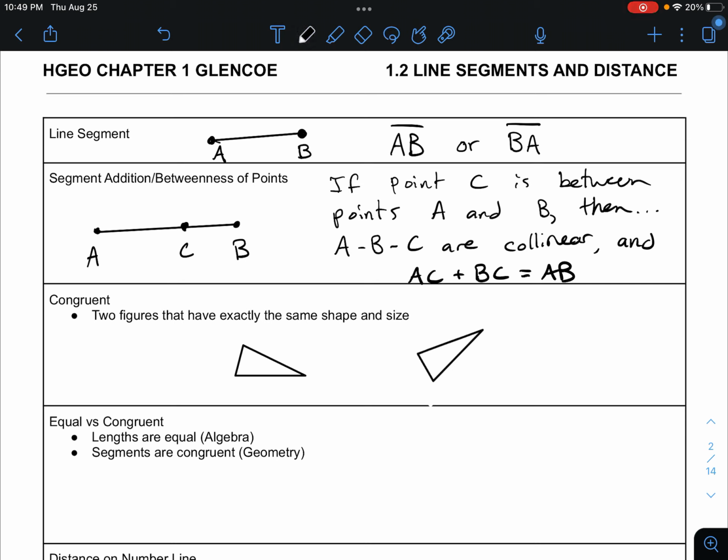And so if I call this A, B, C, we would want to match up the corresponding sides. And let's call the other one D, E, F. So we could say something like triangle ABC is congruent, and this is the symbol for congruent here, to triangle DEF. These 2 figures are congruent because they have exactly the same shape and the same size.